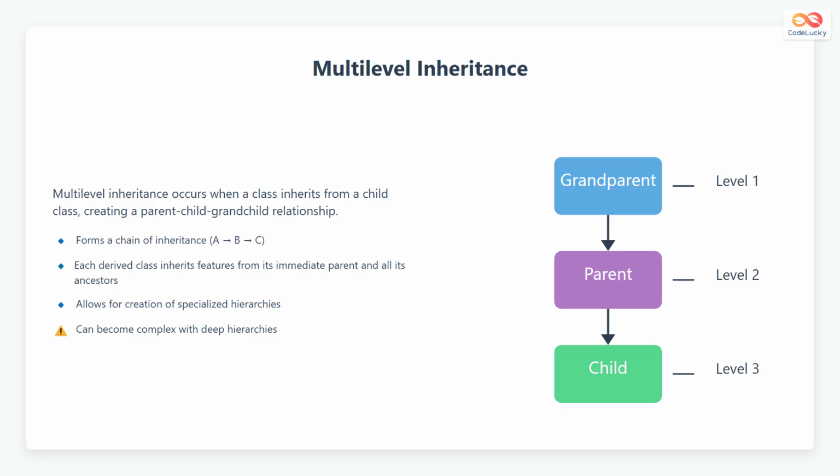In this diagram, the grandparent class is at level 1, the parent class is at level 2, and the child class is at level 3. The child class inherits from the parent class, which in turn inherits from the grandparent class. This creates a chain where the child class has access to attributes and methods from both the parent and the grandparent classes.